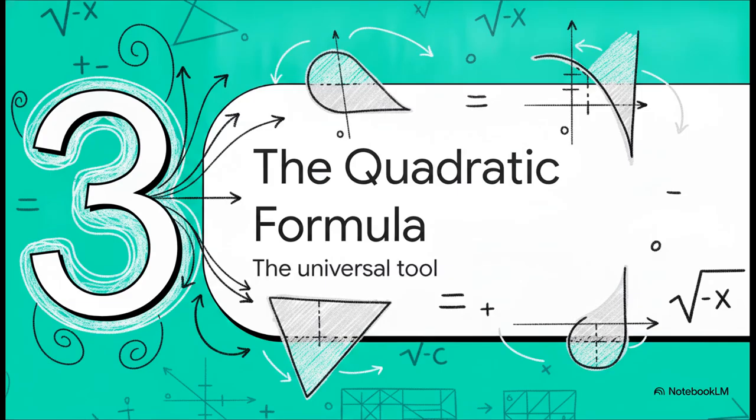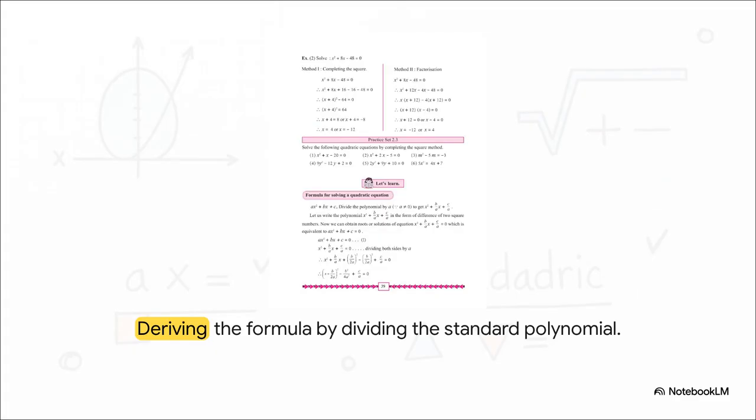Now for Section 3, the quadratic formula. So, how do we actually get this famous formula? We absolutely do not just memorize it. No, we derive it logically. We apply the very same completing the square method we just learned, but to the standard form, ax squared plus bx plus c equals 0.